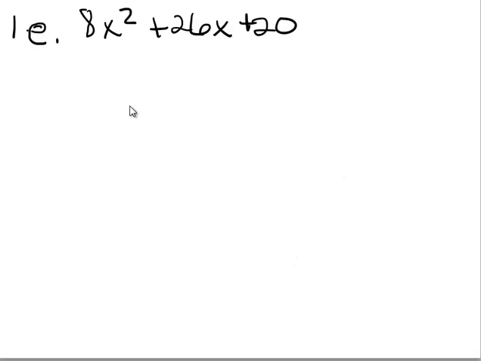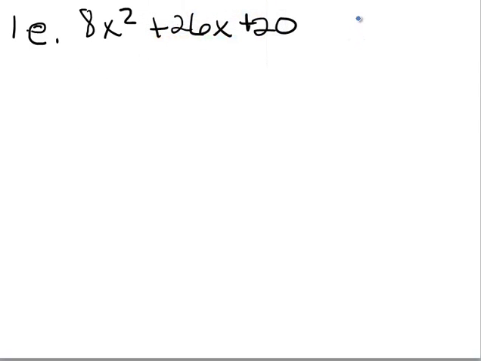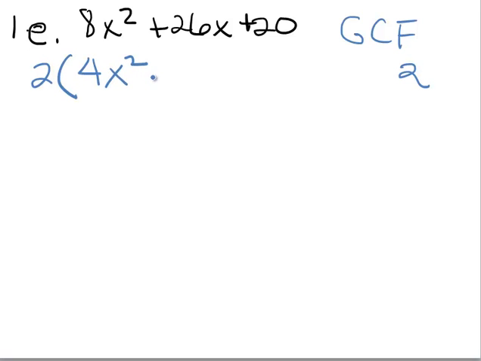So on this one, here's 1e. I can look at this and think, oh, I've got maybe a GCF that I can deal with. So we have a GCF of 2. If I pull that out, I'll be left with 2x squared, or 4x squared, plus 13x plus 10. So that's a little bit easier to handle.